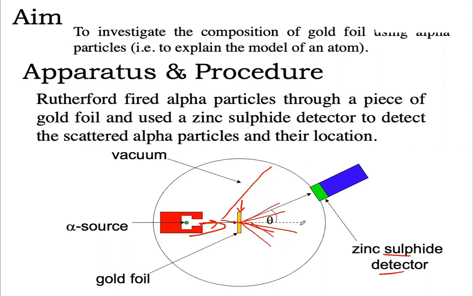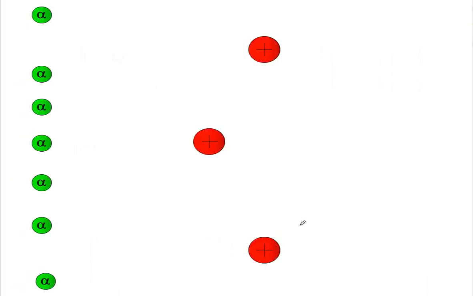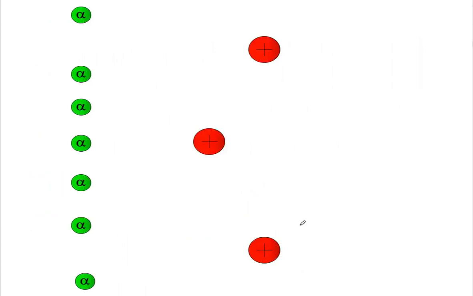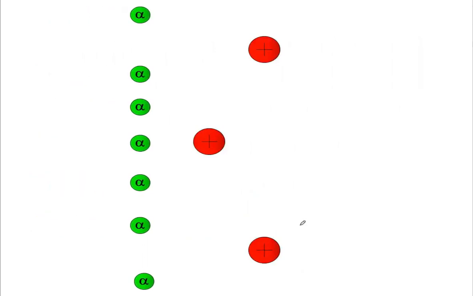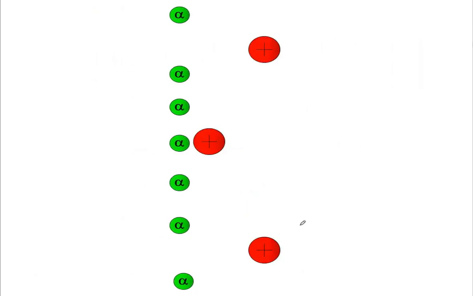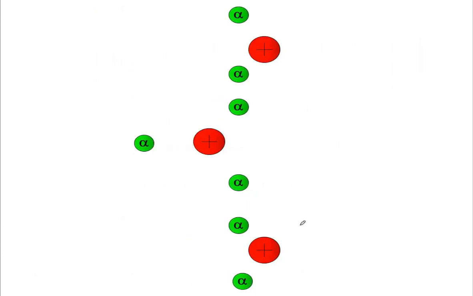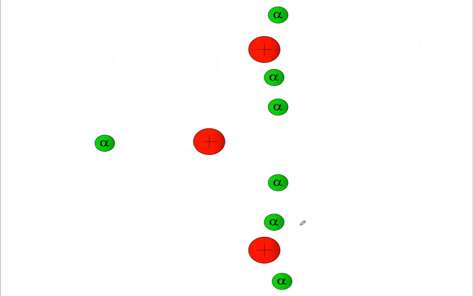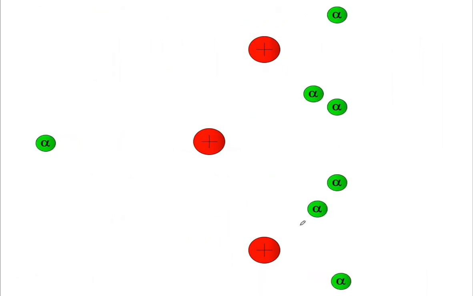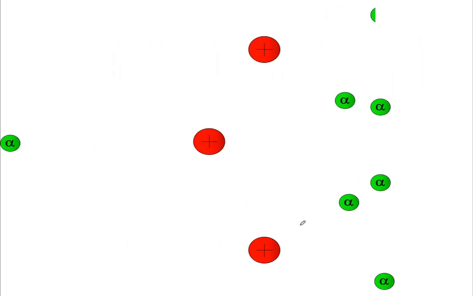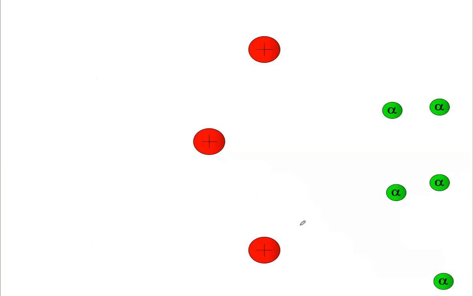So he fired alpha particles through a piece of gold foil and used the zinc sulfide detector to detect these scattered alpha particles and at which angle they are being scattered. And here you can see a simulation of alpha particles interacting with this gold foil. So these red colored ones are the gold atoms, and you can see some alpha particles being retraced at an angle of 180 degrees. Some are being scattered at some different angles.